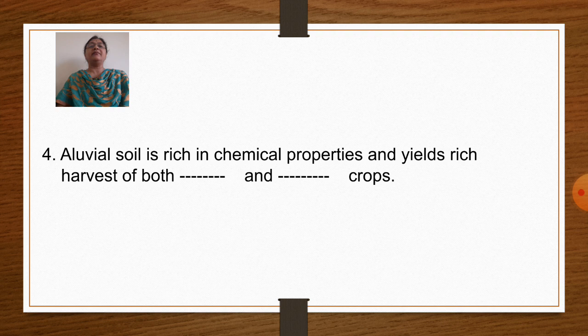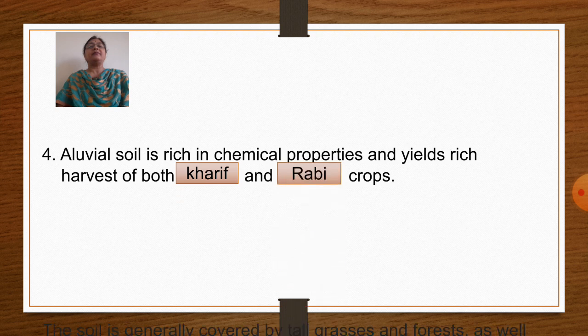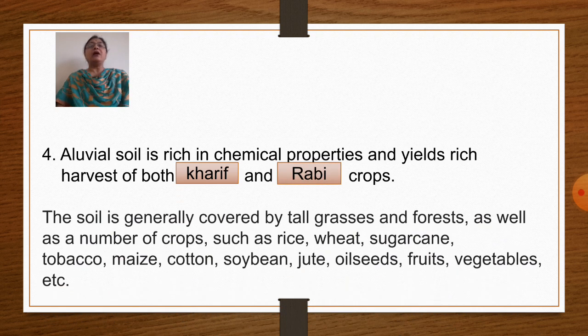Next, fill in the blank. Alluvial soil is rich in chemical properties and yields rich harvest of both kharif and rabi crops. The soil is generally covered by tall grasses and forests, as well as number of crops such as rice, wheat, sugarcane, tobacco, maize, cotton, soya bean, jute, oilseeds, fruits, vegetables, etc.